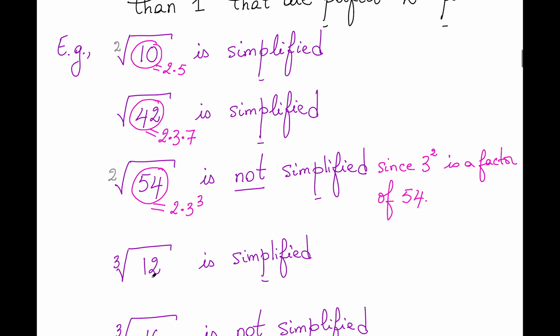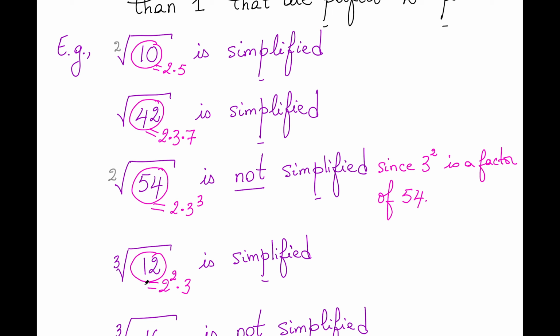The cube root of 12. Well, 12 is 2 squared times 3, right? 4 times 3. So the question is, can you find a divisor of 12, which means this product, which is a perfect third power, a perfect cube? Well, there's no factor here. There's no prime number that's needed 3 times in order to make up 12.